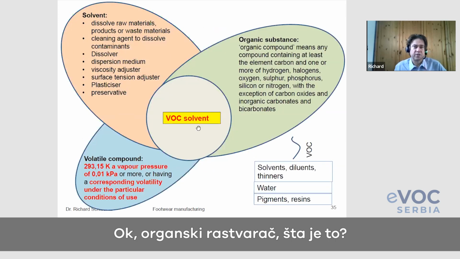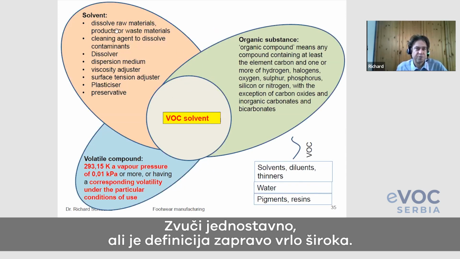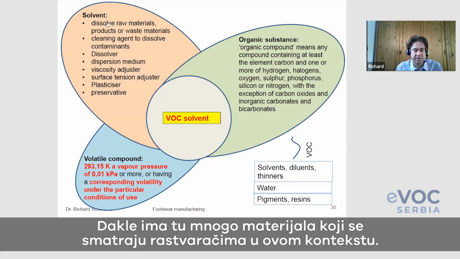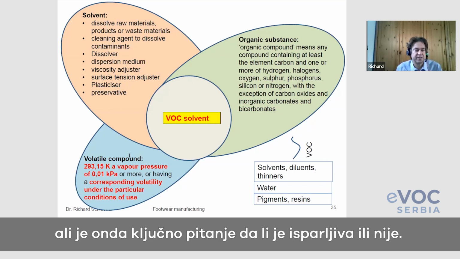Okay, organic solvent, what is it? It's not so easy as it sounds. So the solvent definition is a very comprehensive definition. It is not only the dissolving of raw materials, it's a cleaning agent, dispersion medium. So a lot of materials are considered as solvent. And we are speaking about organic solvents. That means it must be an organic substance.